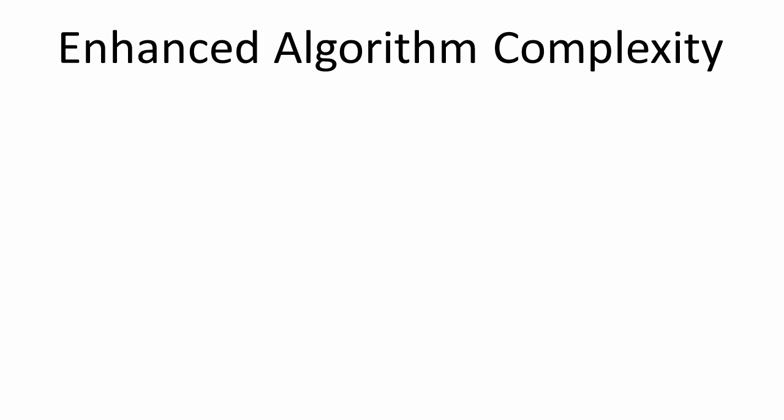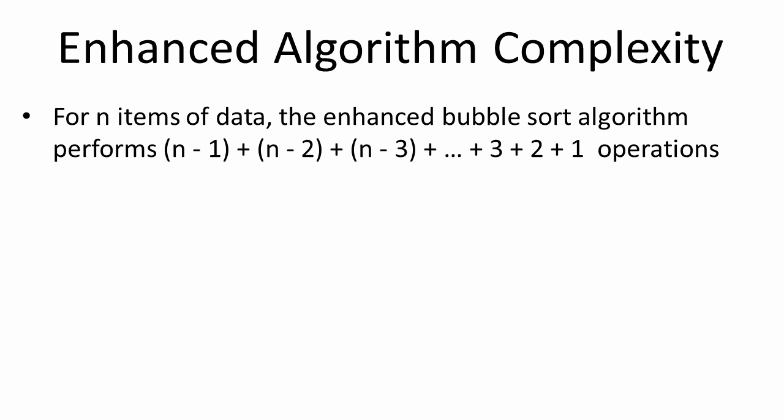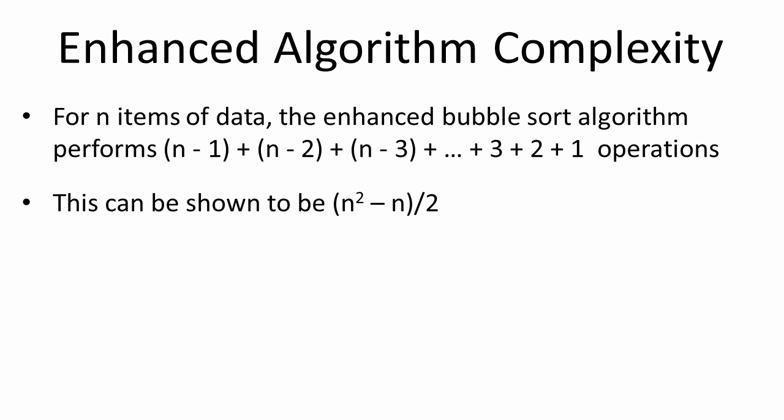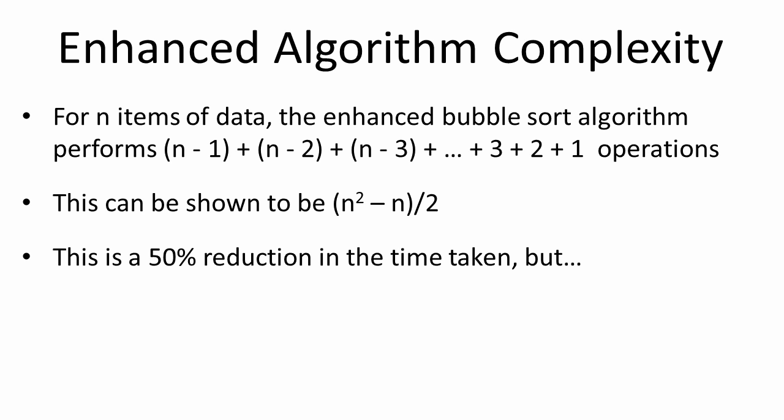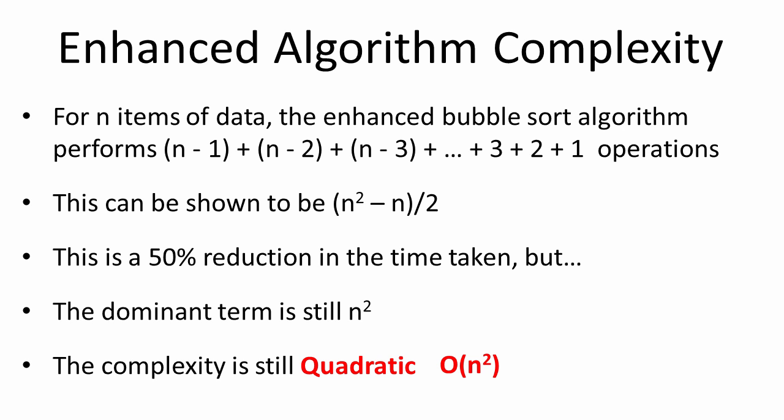So what's the impact on the complexity? Well, for n items of data, the enhanced bubble sort algorithm performs n-1 plus n-2 plus n-3 all the way down to 3, 2 and 1 operations. Now without going into the mathematics, this can be shown to be (n squared minus n) divided by 2. And this gives us a 50% reduction in the time taken. But the dominant term is still n squared. So even our enhanced bubble sort still has quadratic complexity. Remember, complexity is describing the way that the time taken grows according to the amount of data.